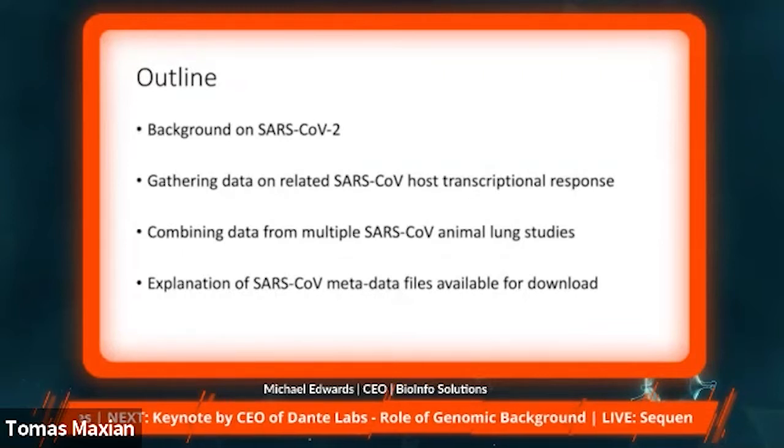I will then explain how we use the Illumina platform base-based correlation engine to collect gene expression data from multiple animal studies looking at the host response to SARS-CoV in the lung. I will also show how we can combine all of this information to generate a single gene expression profile at different time points post-infection that we can probe for biological insight and even therapeutic intervention. And finally, I will explain the metadata files associated with this analysis that are available for public download, which you can use to further your own research or follow along with these videos.